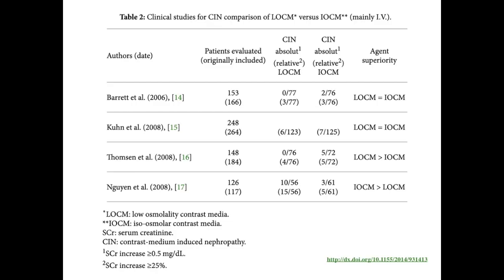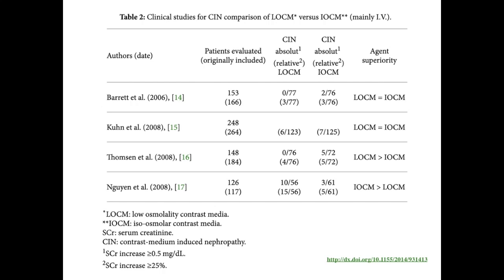And as you have seen in the previous slide, most of the factors associated with contrast-induced nephropathy are not modifiable, like heart failure, hypotension, baseline serum creatinine, etc. So what's left to the interventionist is manipulating the contrast, either the type or the dose.